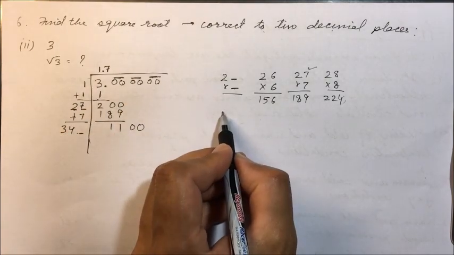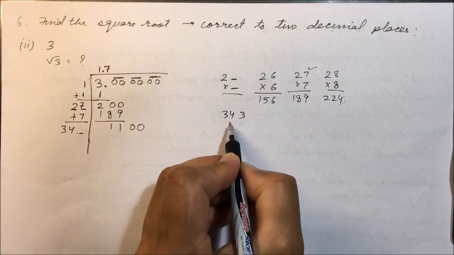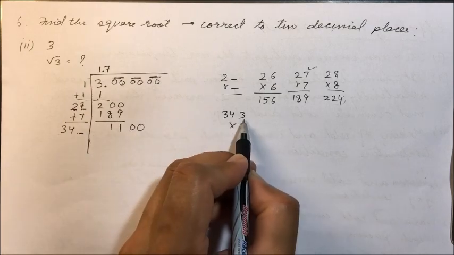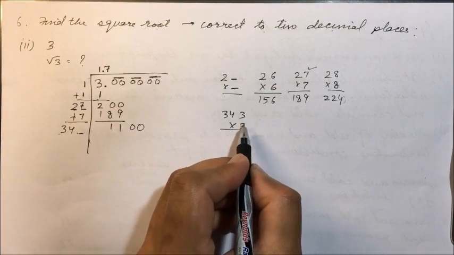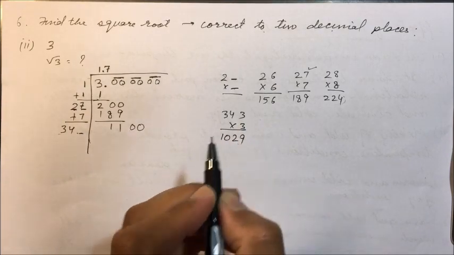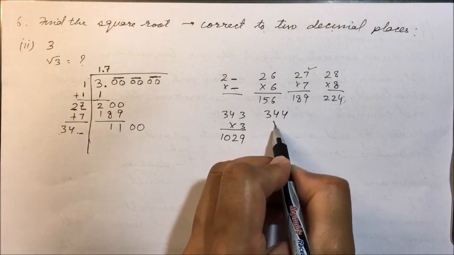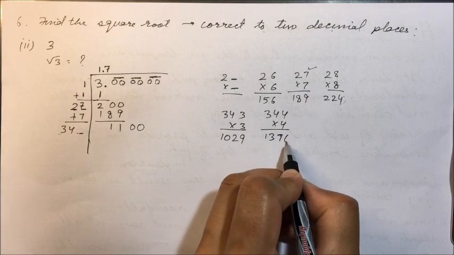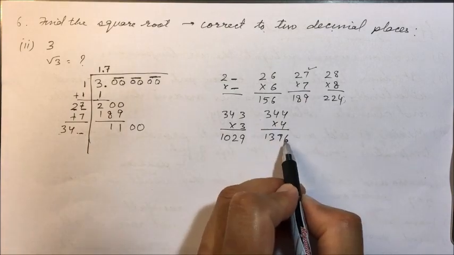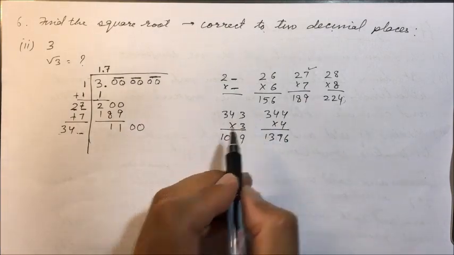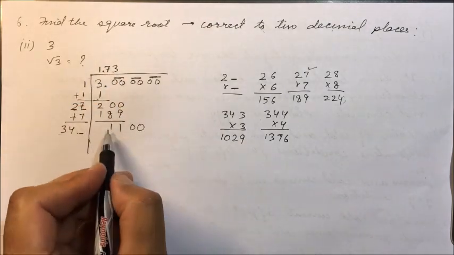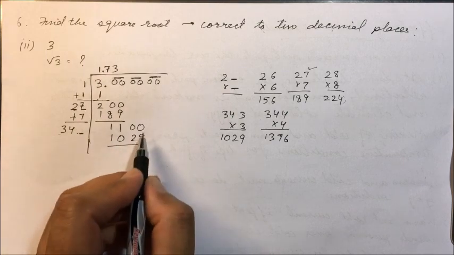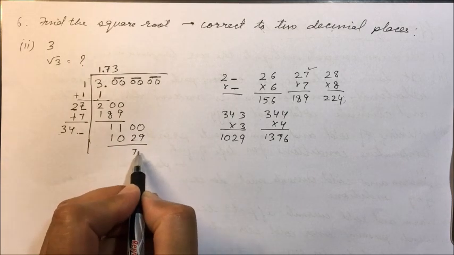Now check with 343 into 3. 3 times 3 is 9, so I am taking 3 with 3. It comes out to be 1029. If I take 4 into 4, it will be 1376. So if I am taking 4, it exceeds this number. So I go with 3, 1.73. Here I am writing 1029, and the remainder will be 71.